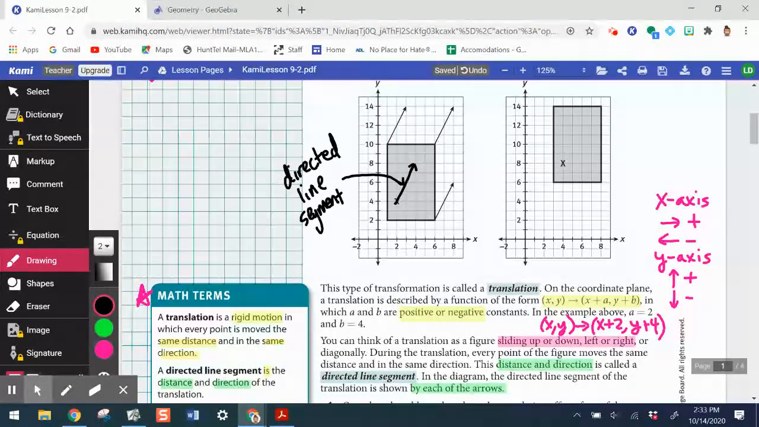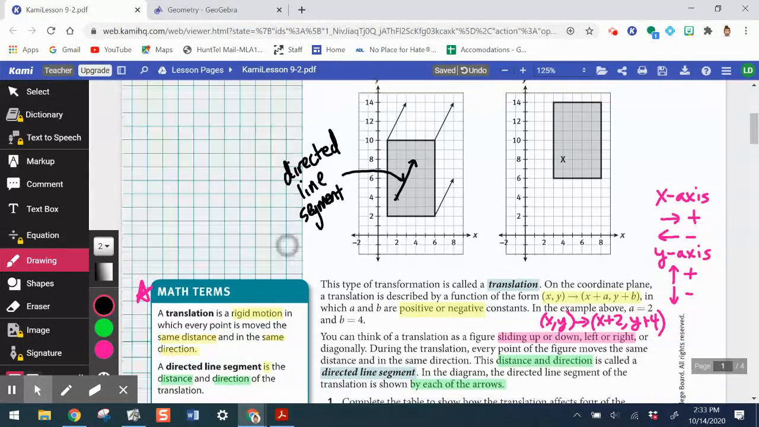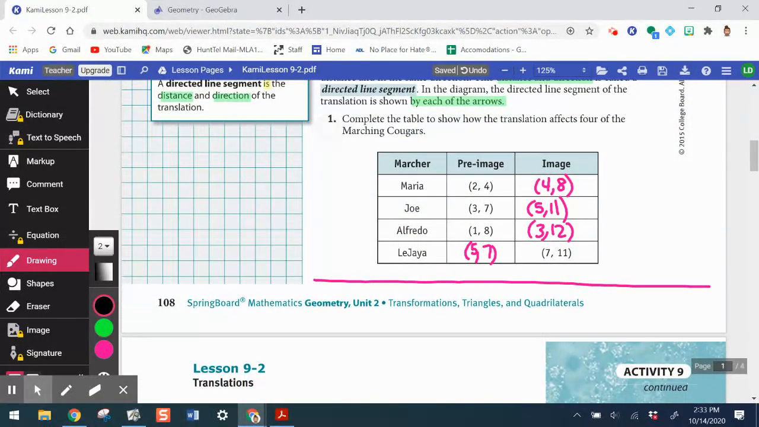And we're going to see that, especially when we study translations off the coordinate plane, how important this directed line segment is. But without further ado, let's take a look at the chart here, the table. So the pre-image, recall the pre-image is the location of the coordinate or the figure before the transformation. And the image is the location of the coordinate or figure after the transformation. So you might want to go back and make those notes: before transformation and after transformation.